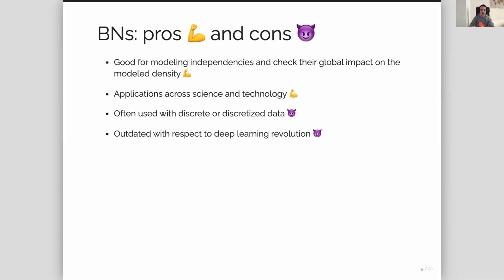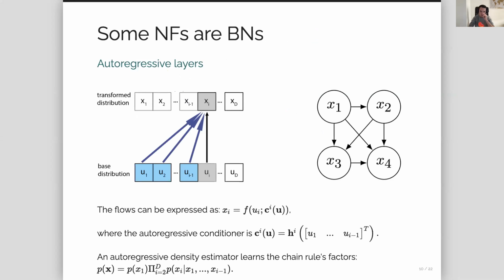So this is maybe why it's becoming less popular with time in comparison to deep learning. But what is interesting is that the factorization that you imply with some flow layers can be expressed by a Bayesian network. So to be precise, when we use an autoregressive layer to transform a base latent vector U into a vector X that follows a target distribution, we model each output Xi as a function f of the corresponding component Ui of the base vector.